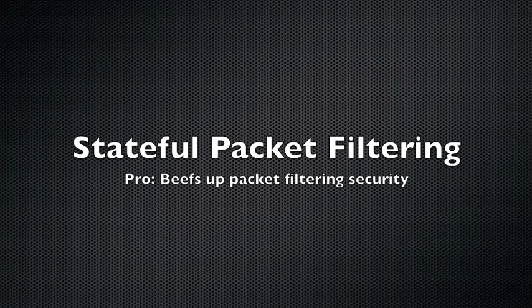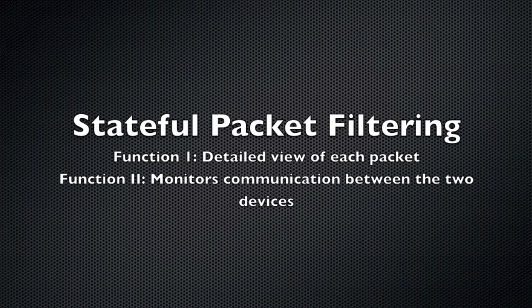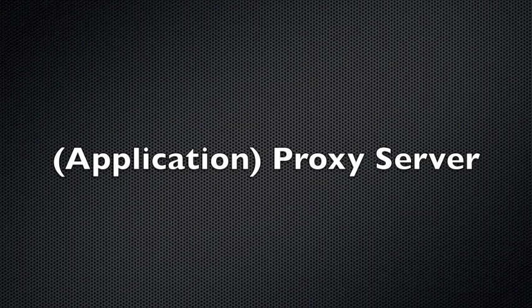To beef up packet filtering security, stateful packet filtering was introduced. Essentially, a stateful packet filter performs the same as a packet filter, but with a couple of added measures. First, it looks at more details from each packet to determine what is contained within the packet rather than simply who and where it is from, or in our case, allegedly from. Second, it monitors communications between the two devices and compares the traffic not only to the rules it has been given, but also to the previous communications. If any communication seems out of context or out of the ordinary, based on previous traffic, that packet is ultimately rejected.